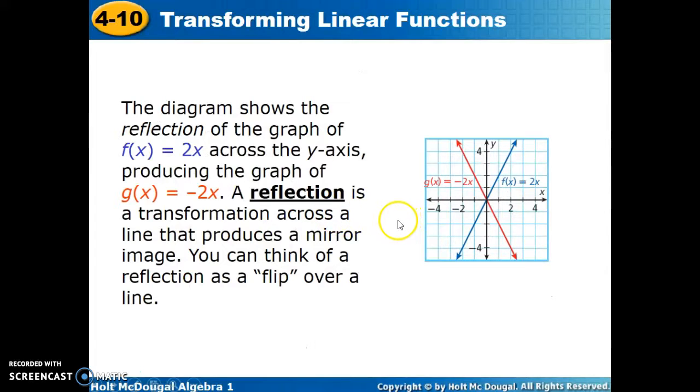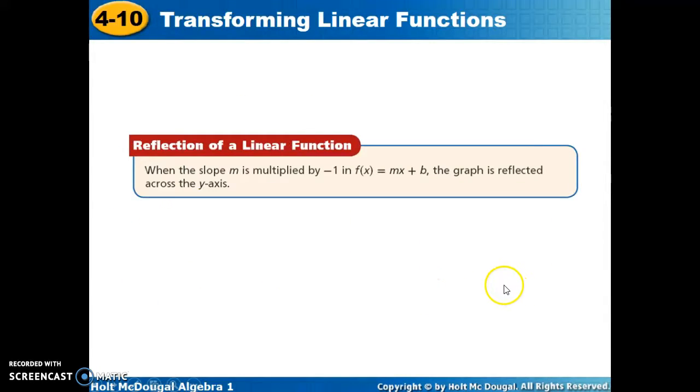This diagram shows the reflection of the graph f of x in blue across the y-axis, g of x. Notice the slopes. Look at the comparisons. A reflection is a transformation across a line that produces a mirror image. You can think of a reflection as a flip. So now we've got slides, rotations, and flips. So a slope of 2 and its opposite are reflections.